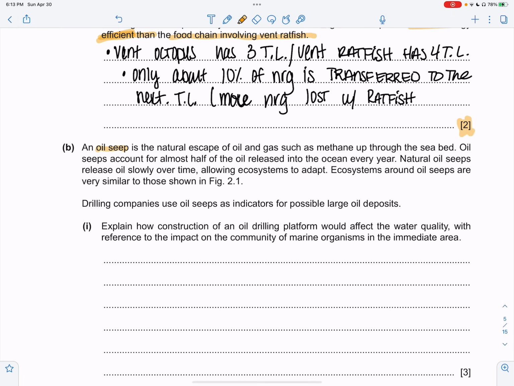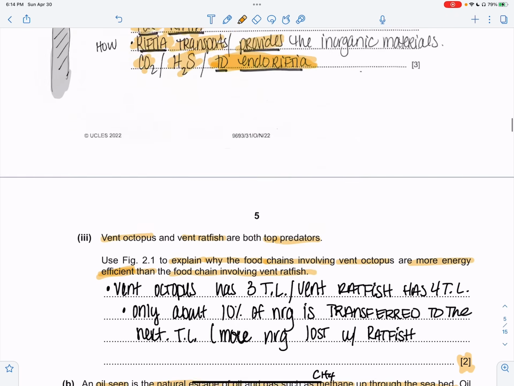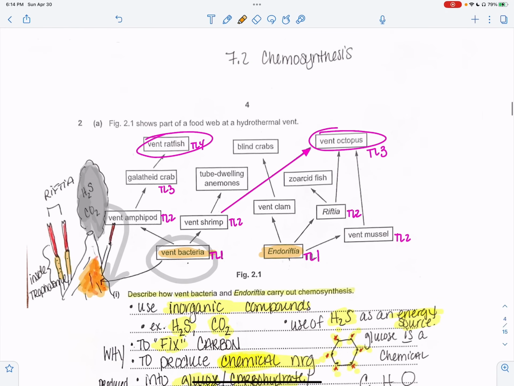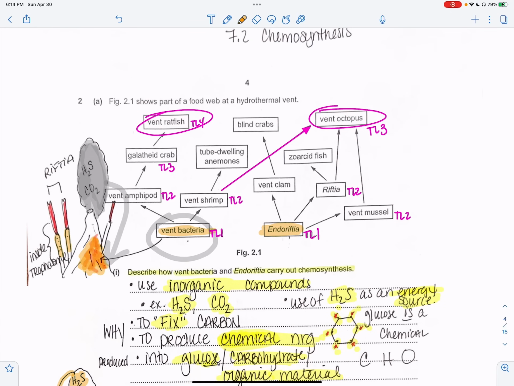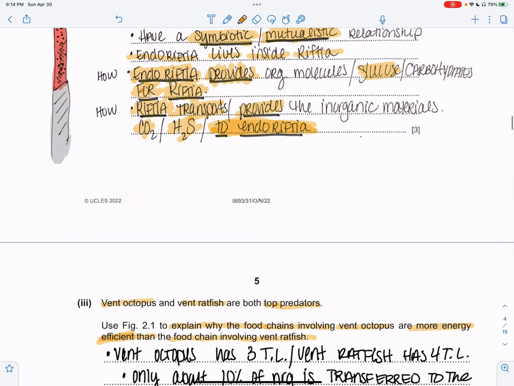All right, an oil seep is a natural escape of oil and gas, such as methane. Methane is CH4. Up through the seabed, oil seeps account for almost half of the oil released into the ocean every year. Natural oil seeps release oil slowly over time, and this will allow ecosystems to adapt because it's slowly over time, and that's when they're natural. Ecosystems around oil seeps are very similar to those shown in figure 2.1, which is this. And so they're using the chemicals from the oil seep to synthesize organic material.